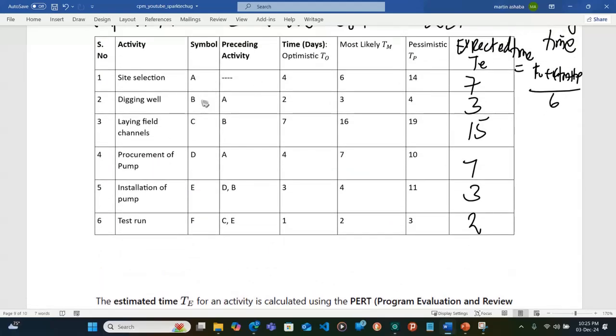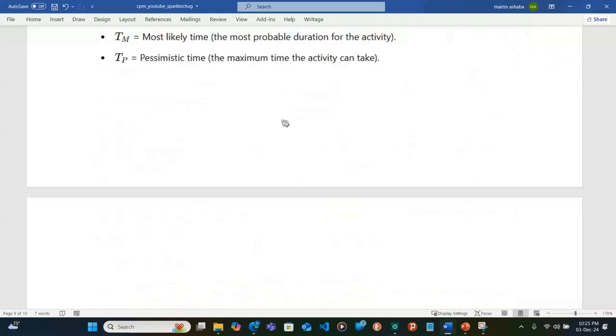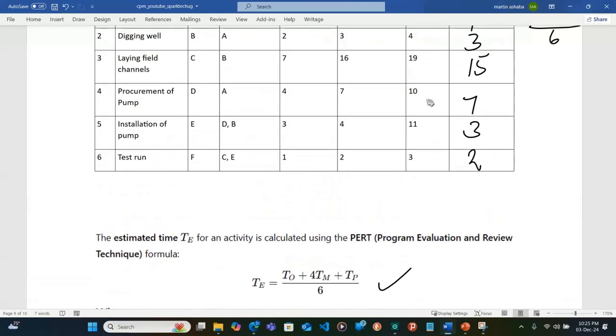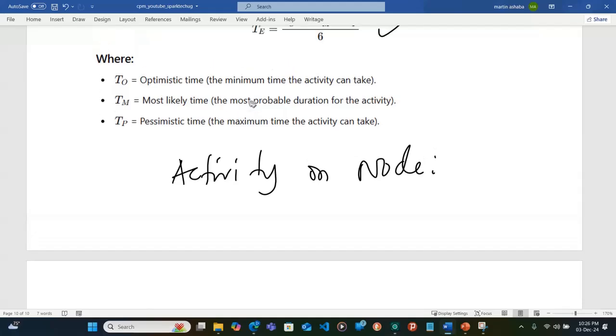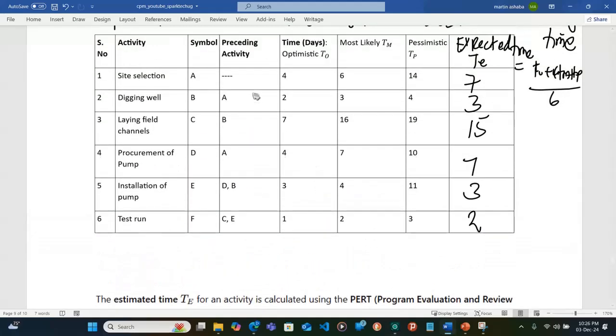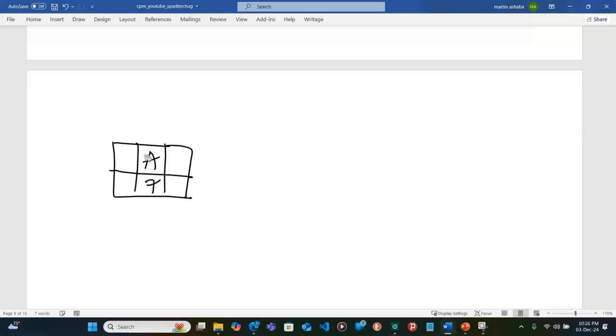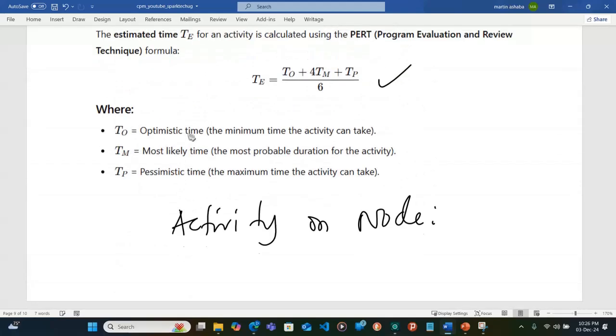So let's look at A. Let's use activity on node. So we begin with A. Remember, A is taking how many days? A is taking 7 days. That's the expected time, that's what we use here. Starting from 0, we'll end at 7 days.